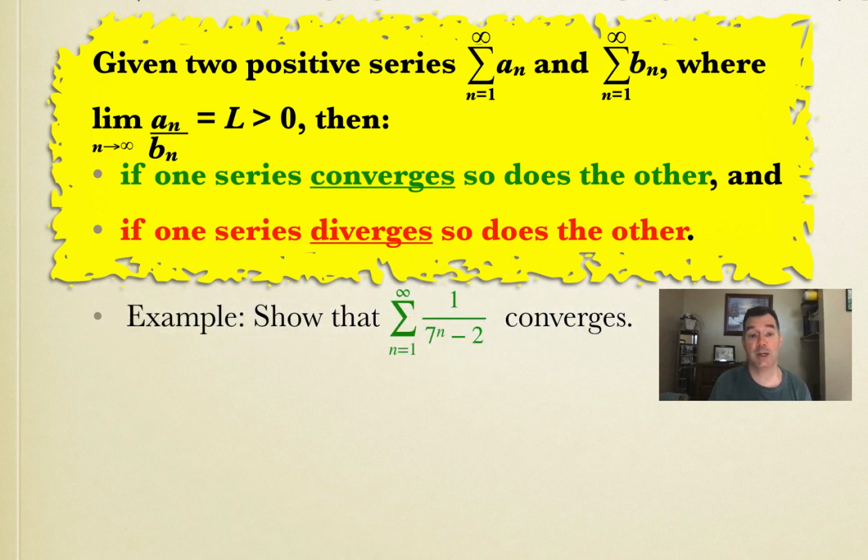All right, so let's look at an example of each of those. I need to show that 1 over 7 to the n minus 2 converges. Now, I wouldn't be able to use direct comparison for this because if I compared it to 1 over 7 to the n, 1 over 7 to the n would be less than this series, so I wouldn't really be able to say that this series converges as well. So I have to use a limit comparison on this one.